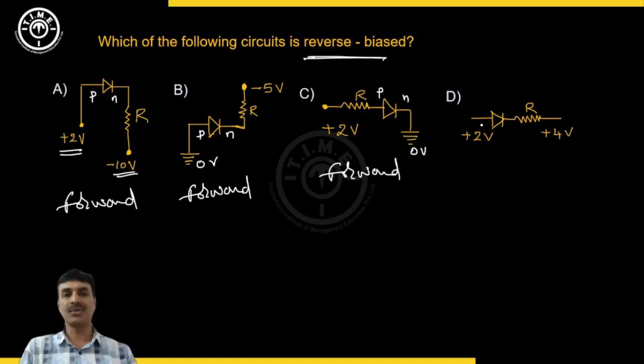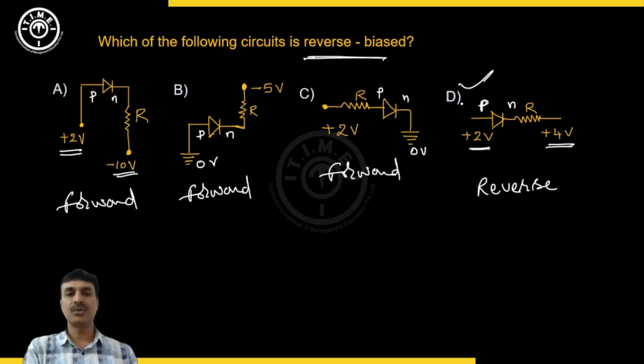Okay. Coming to the last option. By this time we'll come to know the answer. When these three are forward biased, obviously fourth one will be in reverse bias. Let us check that. See, plus 2 volt on P side and plus 4 volt on N side. So clearly higher potential is on N side, lower potential is applied on P side. That's what is reverse bias. Okay, so right option here is option D. No need of any calculation, nothing. Directly by observing these potentials, you can answer these kind of questions.